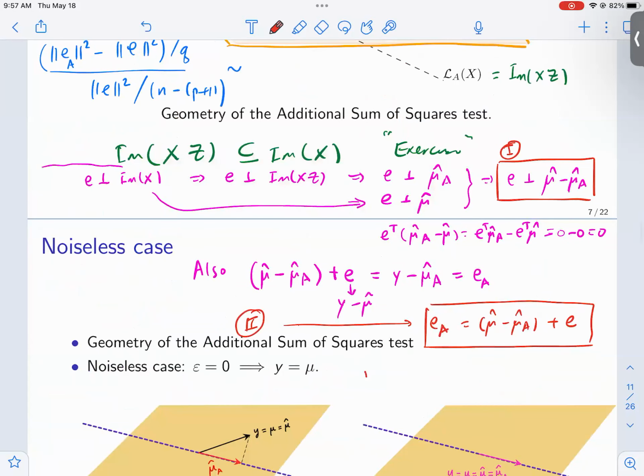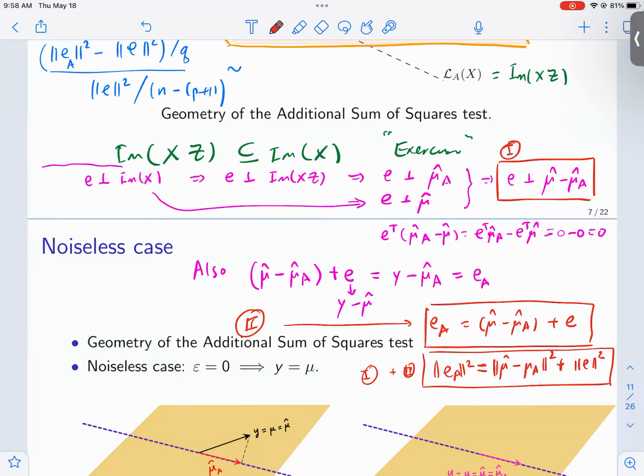So from 1 and 2 it implies that EA squared is equal to, you can expand. If you want to square this, algebraically expand, you get the norm of this squared plus the norm of that squared plus twice the inner product. But the inner product is 0. So you get just the norm of mu hat minus mu hat A squared plus E squared, plus twice the inner product, which goes away. So we have this identity, which is the key identity.